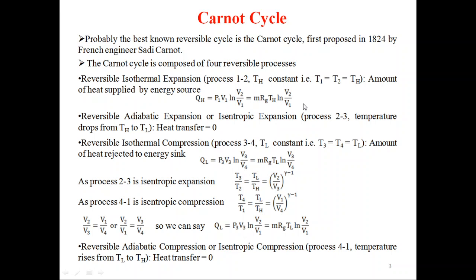We know that ideal gas equation is PV equal to M RG T. Here P represents pressure, V represents volume, M represents mass, RG represents gas constant, TH represents temperature at the energy source.